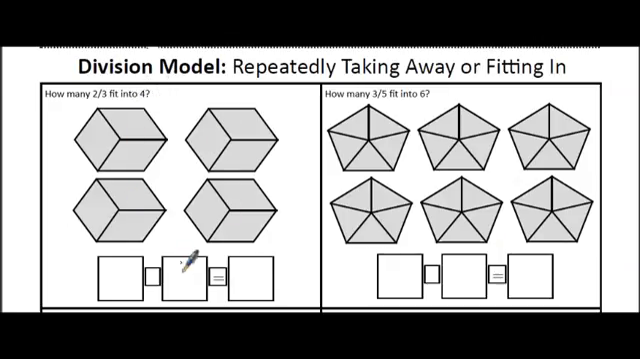Now we're doing the repeatedly taking away or fitting in model, and it's saying how many 2/3 will fit into 4. So I have 4, and I see 4 hexagons that are shaded in, and I want to try to fit in 2/3. So I'm going to show how many groups of 2/3 I can make fit into those 4 whole hexagons.